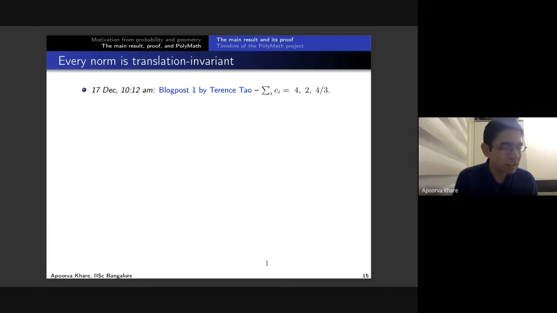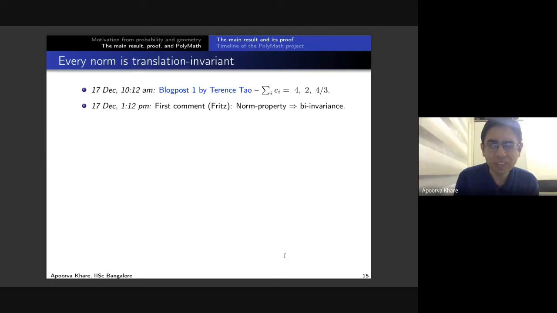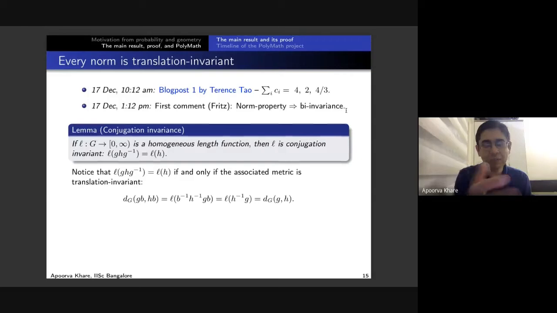So anyway, he posted it, I guess, at night in Los Angeles, including these estimates that I told you. At night in Los Angeles was, I guess, morning in Germany, where one of our collaborators, Tobias Fritz, was waking up to his breakfast and coffee. And within 3 hours after this got posted, Tobias immediately proved what I have not told you yet, that if you have a left invariant metric with a norm, then you're also right invariant. Or in other words, the length function is conjugate invariant. That is equivalent to the metric being right invariant. So that was in 3 hours. And I'm going to prove it for you in the remaining space in this slide here.